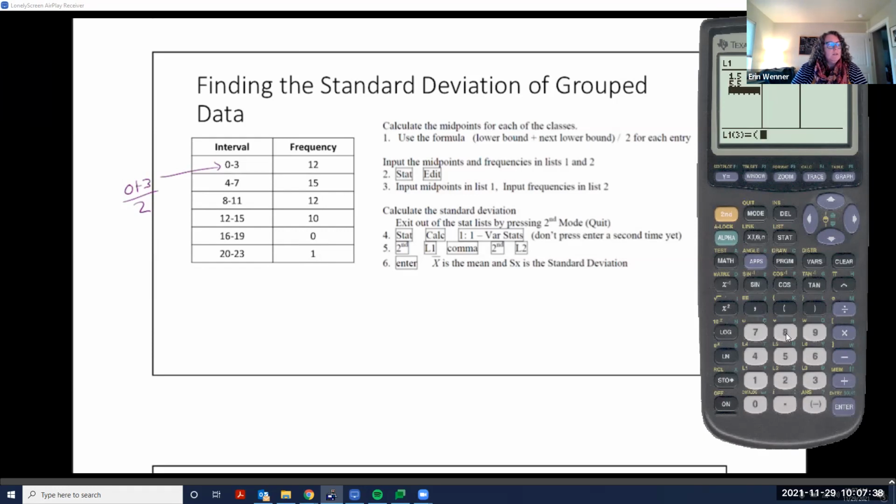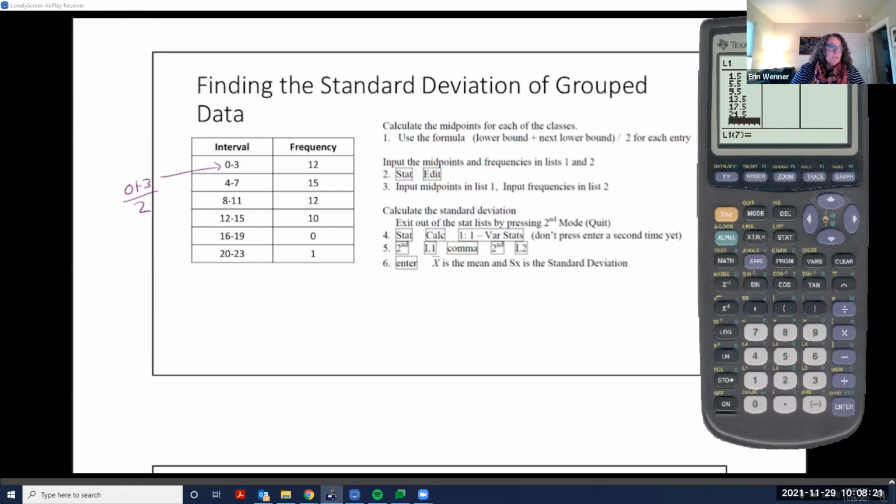The next one, in parentheses, I'm going to do 8 plus 11 divided by 2. And it gives me 9.5, and then 12 plus 15 divided by 2, and then 16. Again, you have to put it in parentheses so that the calculator knows to add those first before dividing by 2. And then the last one, we're going to do 20 plus 23 divided by 2. So we've got all of our midpoints.